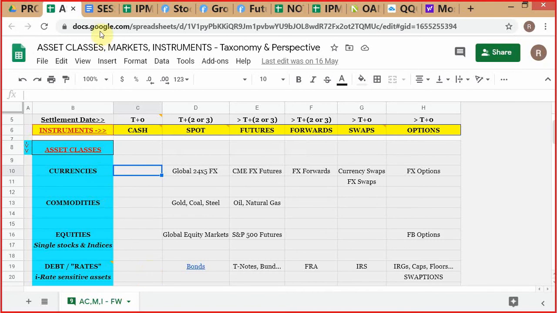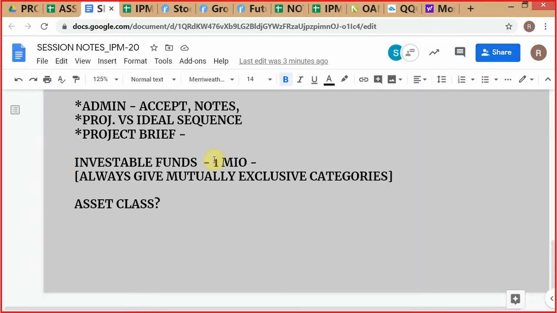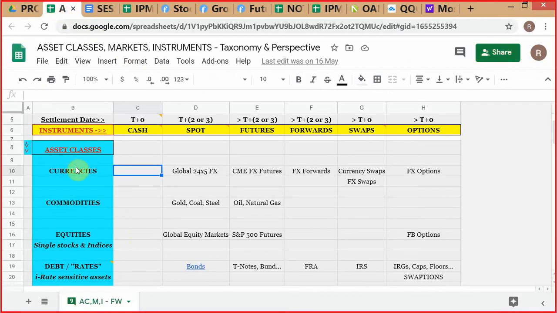So the first decision that you have to take is, when you're given some money and the investor doesn't give you any constraints, says you do whatever you want, just invest this money for me. You have to take a decision about which asset class am I going to go into. Is this point clear to everyone? Have you understood this point?